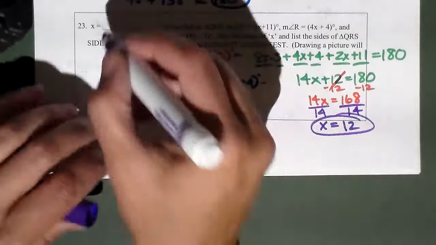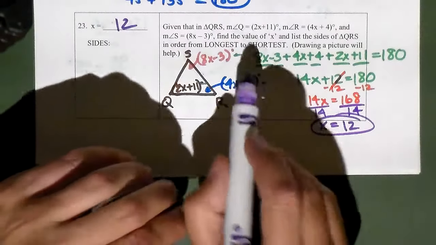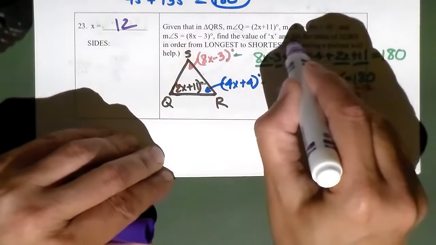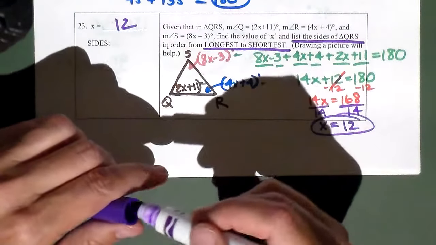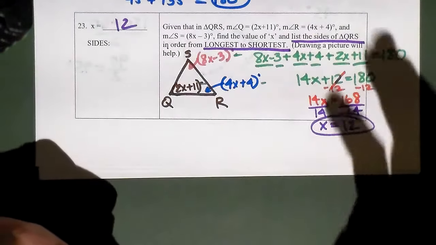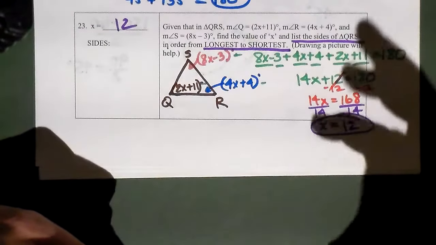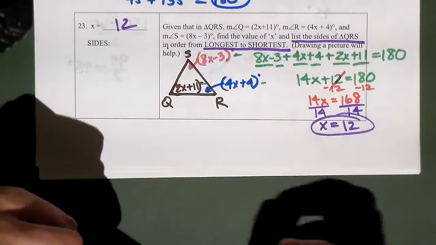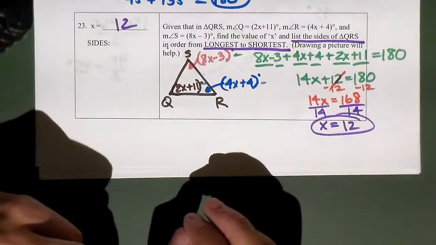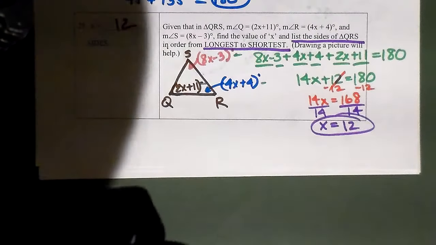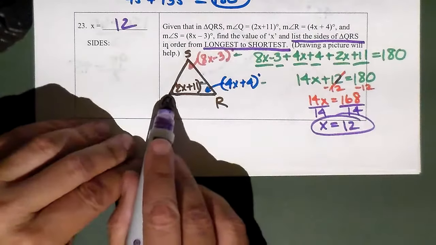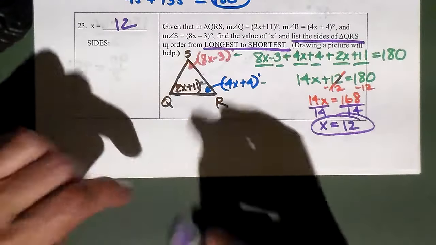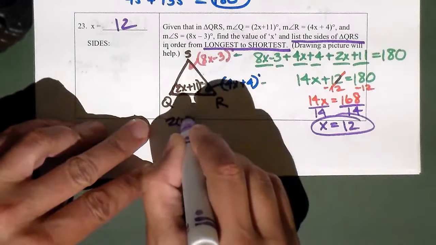Okay? But I'm not done yet. X is 12. So the question is, I want to list the sides in order from longest to shortest. Now remember, the biggest side is across from the biggest angle. The shortest side is across from the smallest angle. I can try to speak English here. So let's find out what these angles are. Angle Q is 2x plus 11.